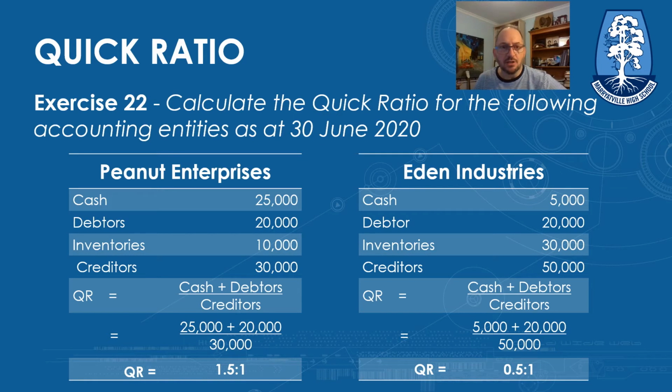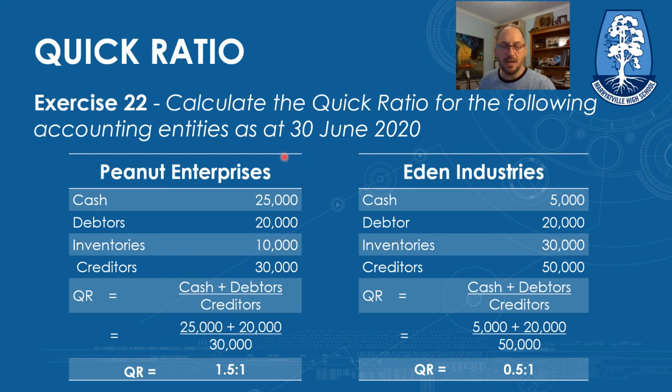Let's do some calculations now. So here we have Peanut Enterprises and Eden Industries. Looking at Peanut Enterprises to start with, and we're looking at the quick ratio. The quick ratio, of course, is cash plus debtors divided by creditors. So here we've got Peanut Enterprises, we've got cash, debtors, inventory, and creditors. We are not looking at inventory, so we'll exclude that. It's just cash plus debtors in this instance. So 25 plus 20, down here is 45,000 divided by 30,000, which is your creditors. And that gives you a quick ratio of 1.5:1.